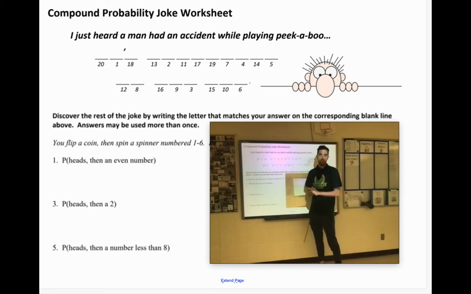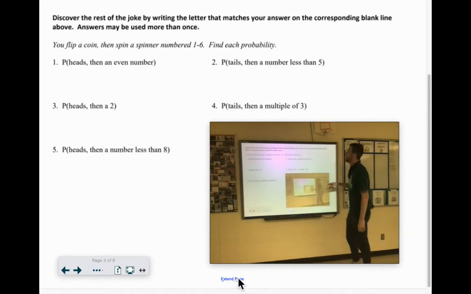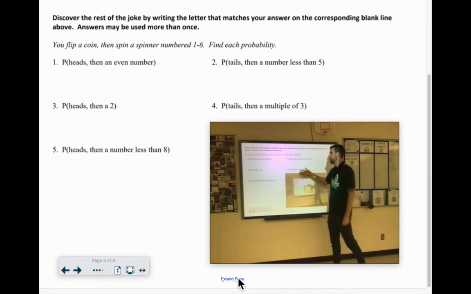Probability of compound events is when you have more than one thing happening, you multiply each of those probabilities. And we always put it in fraction form. Sometimes you might see it as a percentage or a decimal, but we are going to do it as fractions. So the first scenario we have here says you flip a coin, then you spin a spinner numbered 1 through 6. Find each possibility.